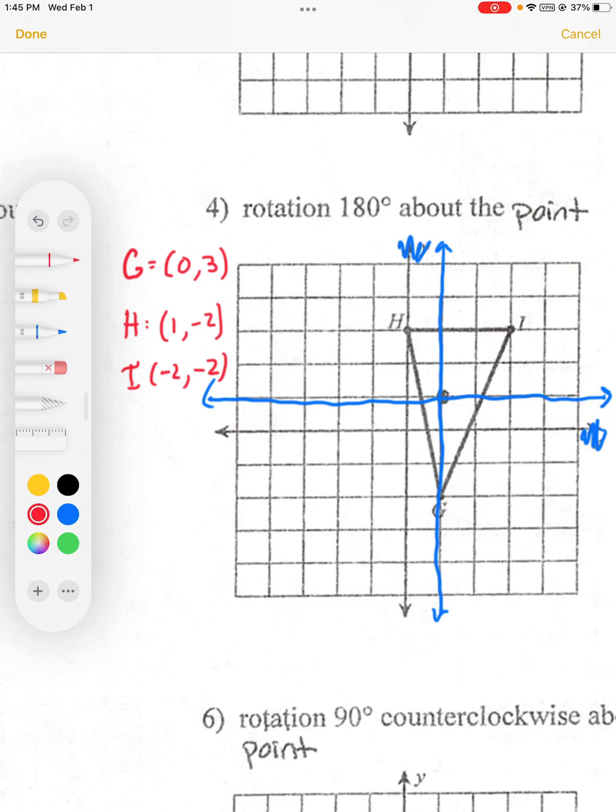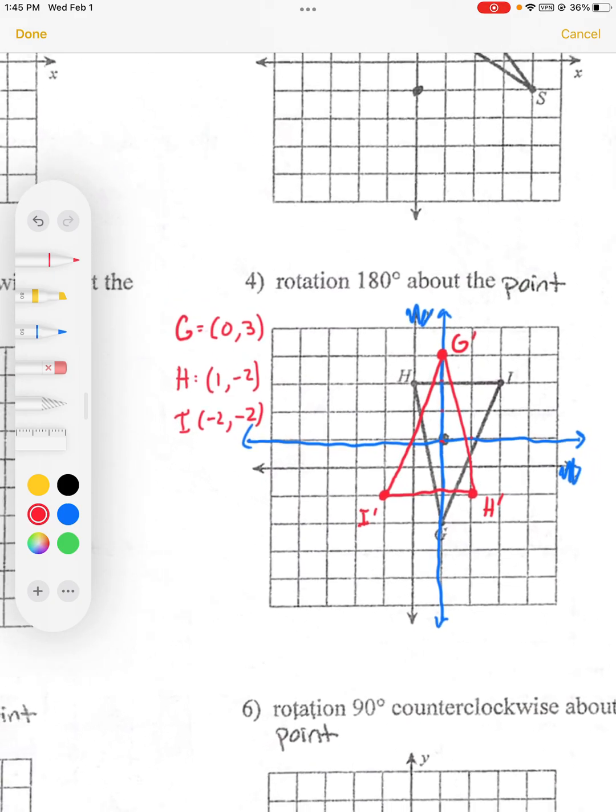So then from here, we simply plot the points. So G, you go over 0, up 3. We're going to label that G prime. H is 1, negative 2. We're going to go ahead and label that H prime. And I is negative 2, negative 2. So I plotted that point. We can connect our dots. And there is our shape.